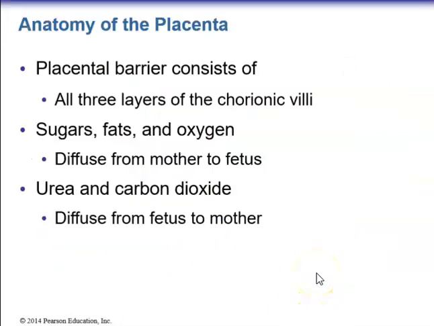So the placental barrier consists of all 3 layers of the chorionic villi. Sugars, fats, and oxygen will diffuse from the mother to the fetus, and then waste products such as urea and carbon dioxide will diffuse from the fetus to the mother.